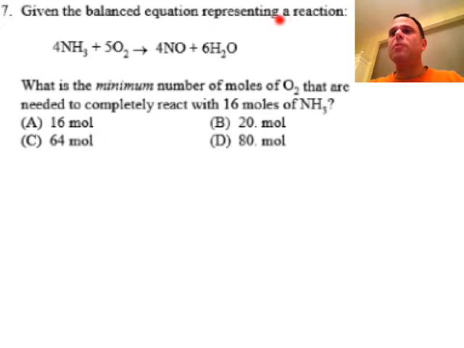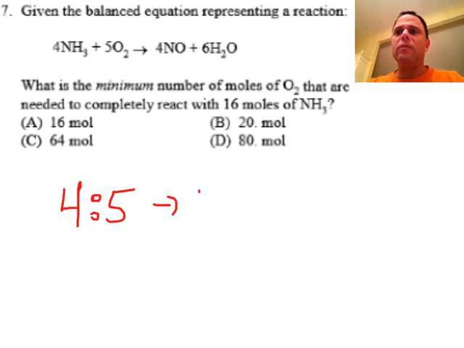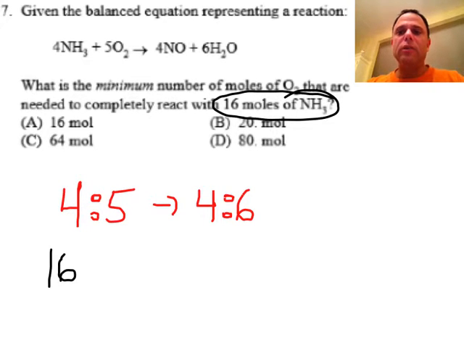Given the balanced equation representing a reaction, we have 4 moles of ammonia combining with 5 moles of oxygen, producing 4 moles of nitrogen oxide and 6 moles of water. What is the minimum number of moles of oxygen, O2, that are needed to completely react with 16 moles of ammonia? So we have to begin with a 4 to 5 to 4 to 6 ratio, and it's saying that the ammonia is being bumped up to 16. So if that's going to be bumped up to 16, how did we get there? We would have had to multiply by a factor of 4.